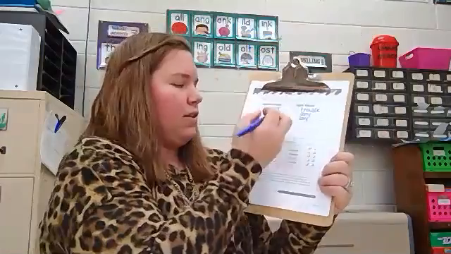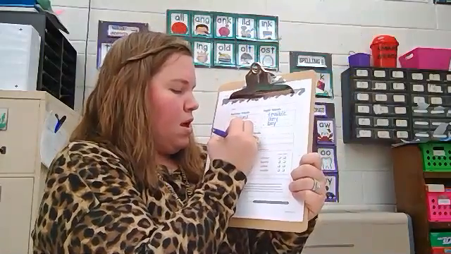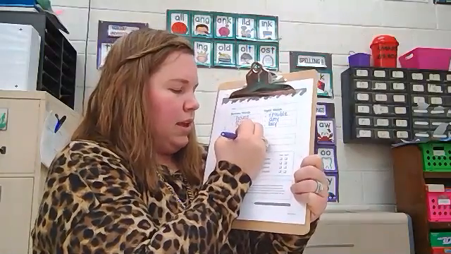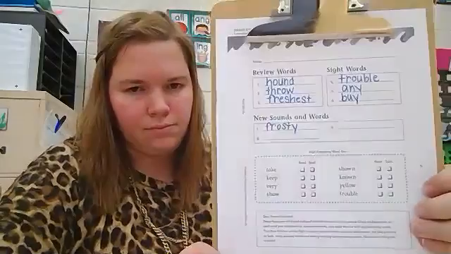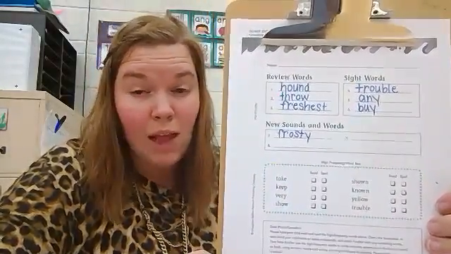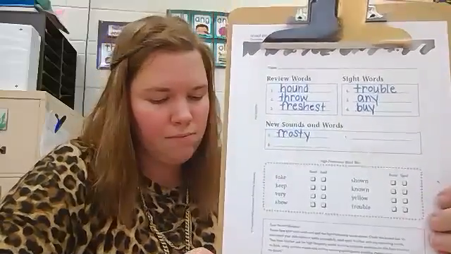So now let's go back to our practice page. We are going to spell some words with suffixes ER, EST, and Y. So on number 7, we're going to write the word frosty. Frosty. This means something is somewhat frost. It has frost on it.